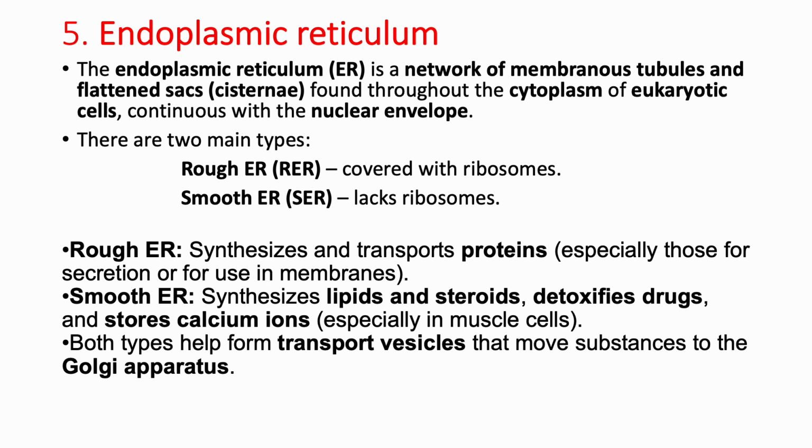Mostly those secretions are for use in the membranes and so forth. The smooth one synthesizes lipids and steroids, detoxifies drugs, and stores calcium ions, especially in the muscle cells. Both types help form transport vesicles that move substances to the Golgi apparatus.